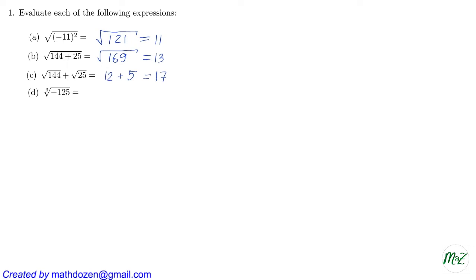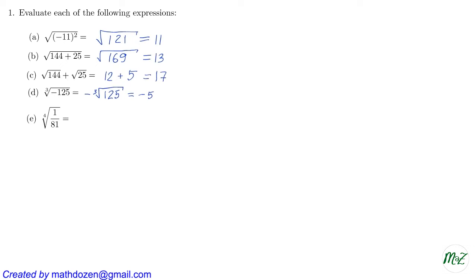Then the cube root of -125. Since this is an odd degree root, we can factor out the negative, and we get the cube root of 125 with a negative sign up front. And then the cube root of 125 is 5, so the complete answer is -5.